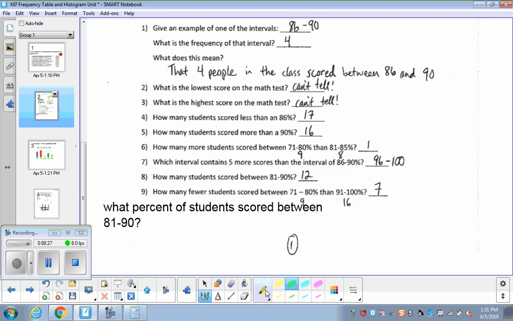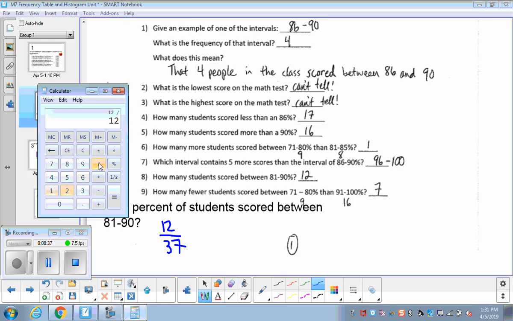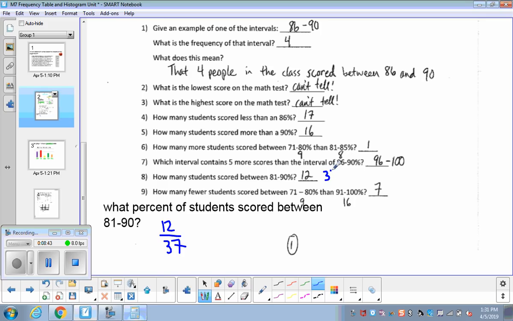But if we know that we have 12 kids who are in that category out of 37 kids who took the test, we can figure out what percent would be in that category by just dividing, and we could say that that's about 32% of the kids, okay? Cool.